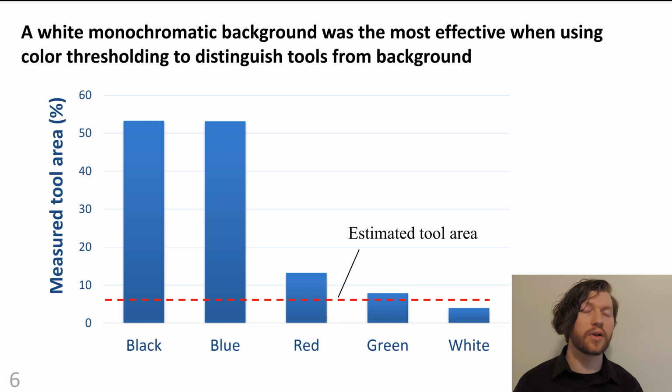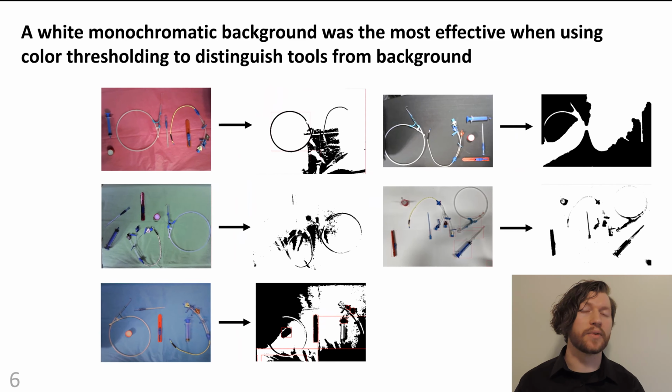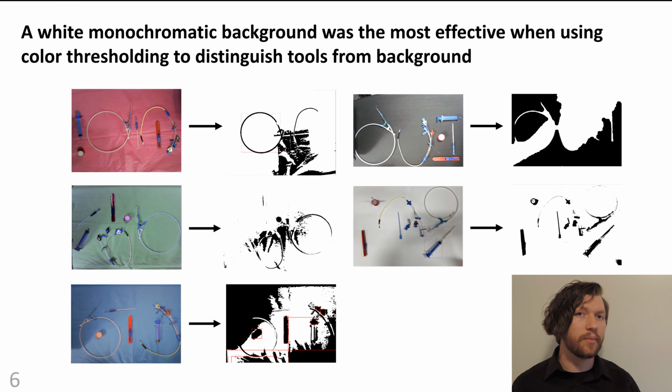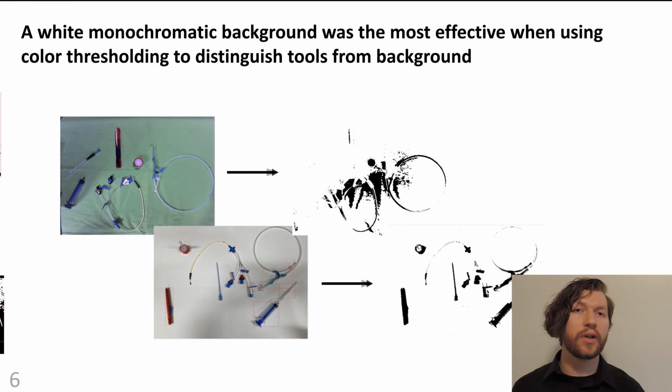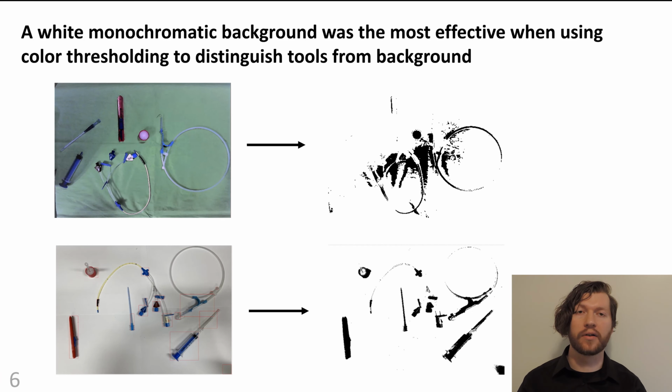The green color was also close to the estimate, but by looking at the qualitative results, it becomes more clear. In these images, the black regions are pixels that were detected as being part of a tool, and the white pixels are detected as background. As you can see, the green background resulted in more error than the white background did.